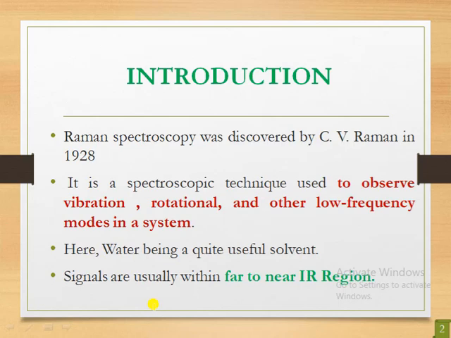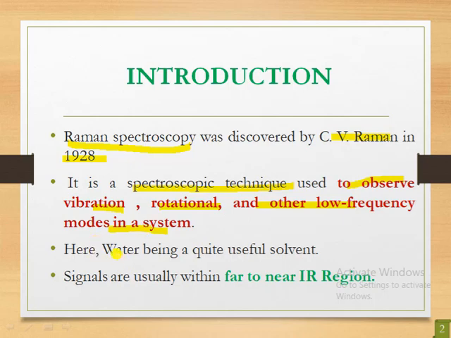First, what is the basic introduction of Raman spectroscopy? As we know, from where this name came, the Raman spectroscopy was discovered by C.V. Raman in 1928. So what is Raman spectroscopy? It is a spectroscopic technique used to observe vibrational, rotational and other low frequency modes in a system. So here we can observe the vibrational mode, rotational mode, or vibrational plus rotational mode.